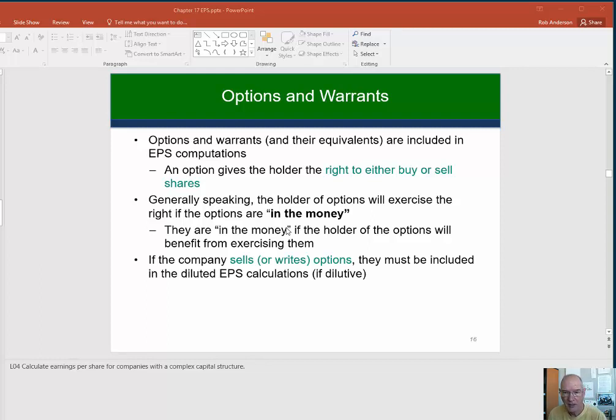So because there is no effect on net income, and there is an effect on the number of outstanding shares, therefore options have to be dilutive. So if we have a number of potentially dilutive items, we need to make sure that we actually do the options first. So we're going to get basic EPS, and then we're going to do the options.